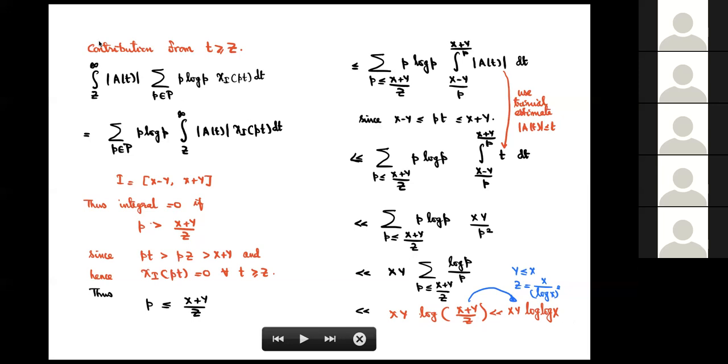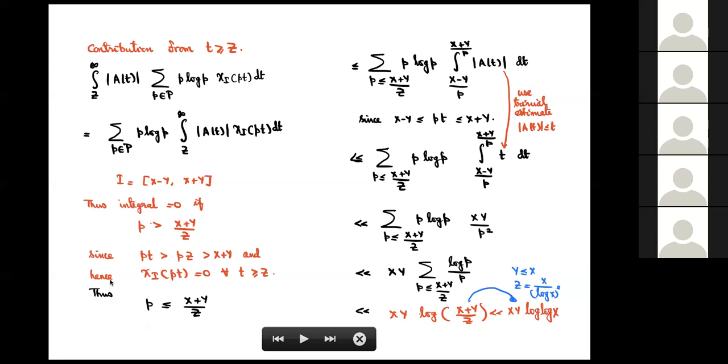So the contribution to this integral from all t greater than or equal to z is trivially estimated, and it's just xy log x. There's just nothing here. You simply use the trivial estimate for a_t, and therefore for large values of t, there is nothing serious in estimating this integral. It's easily done, and it's bounded by xy log x.